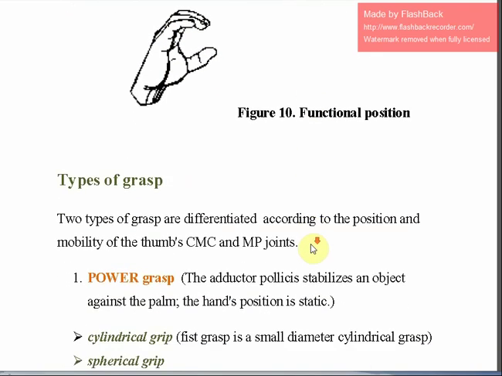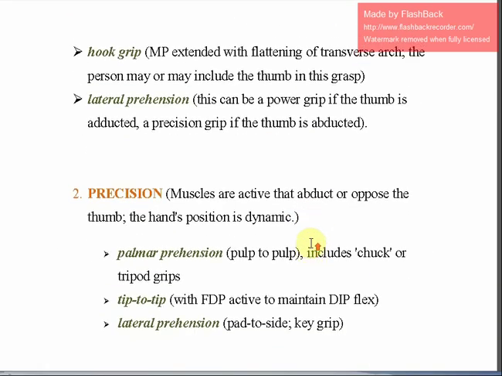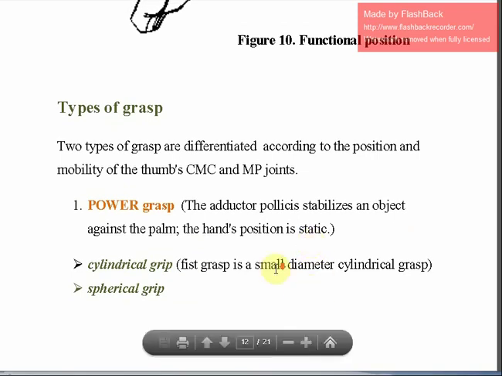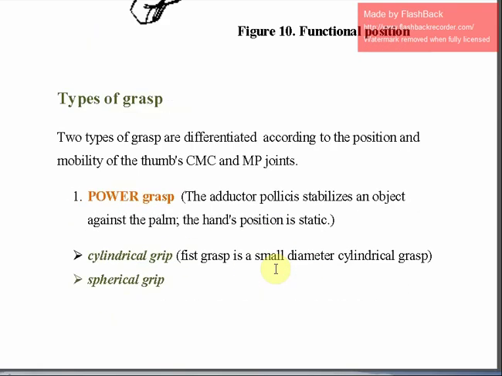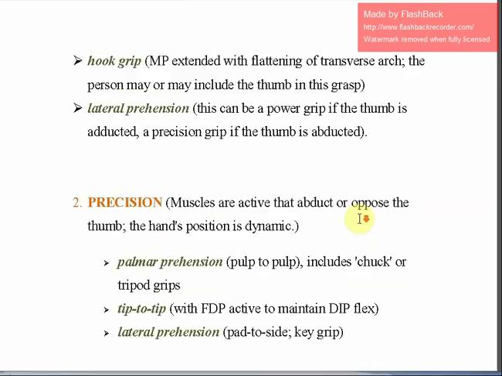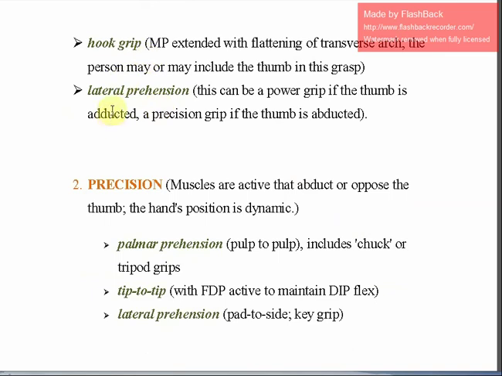Now let us see some of the types of grasp. Two types of grasp actually we can see, that is the power grasp and the prehension. In the types of power grasp, we can see the adductor pollicis stabilizes an object against the palm, and the hand position is static. It is not dynamic, it is static. So we can see cylindrical grip, the first grasp in a small diameter, cylindrical, spherical, hook grip, lateral prehension.